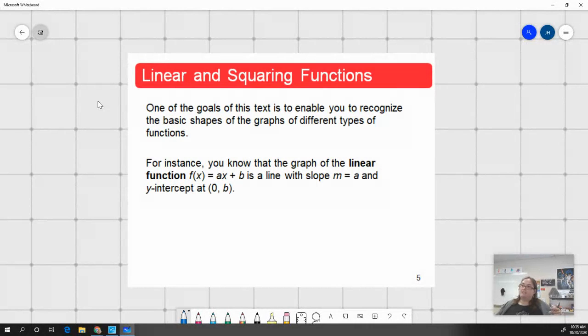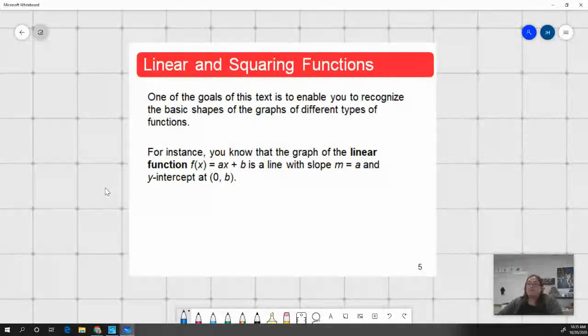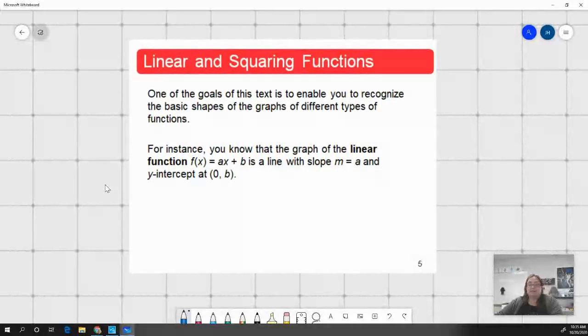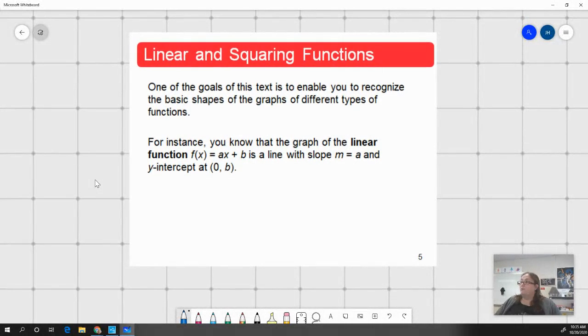one of the goals of this text is to enable you to recognize basic shapes of the graphs. The graph of a linear function is literally a line, right? You guys know how to do it. It's the y equals mx plus b. You've got a slope. It's a line, right? Y-intercept is your b. You guys have seen it over and over again. You've seen it in Algebra 1. You've seen it in geometry. You saw it in Algebra 2. We've done it again here in pre-calculus. You know it's important because we've done it over and over again.